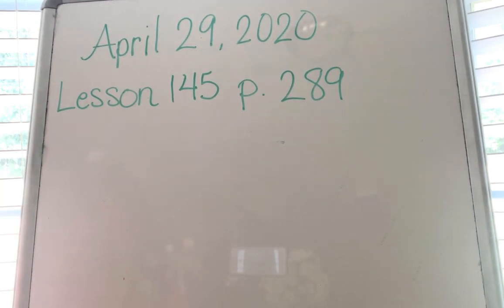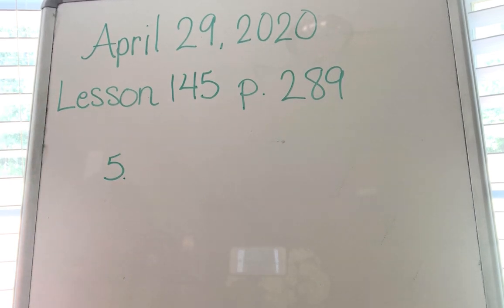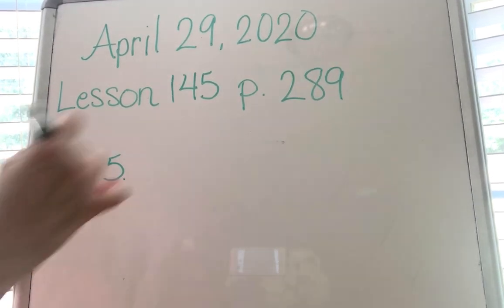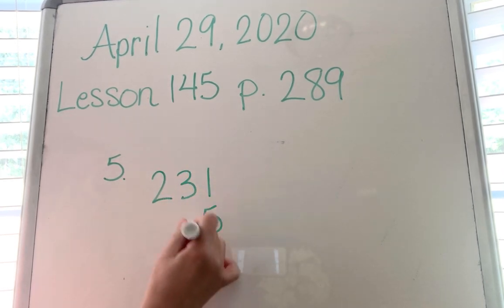Okay. I think maybe I'll go ahead and do 2 up here this time. That way it'll give you time, so I'm not rushing ahead of you. Number 5, 231 times 5. Okay.